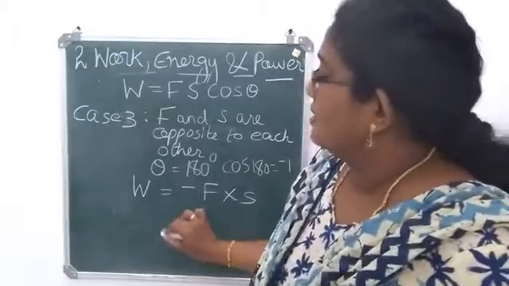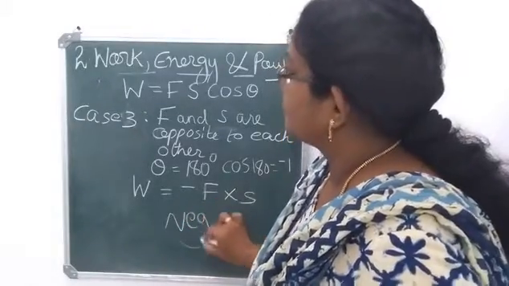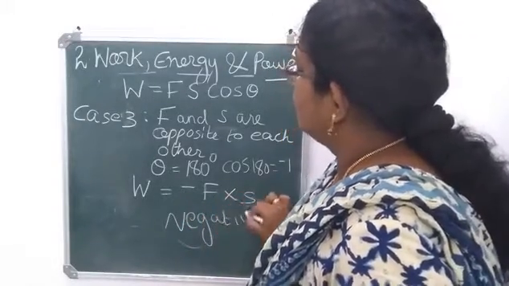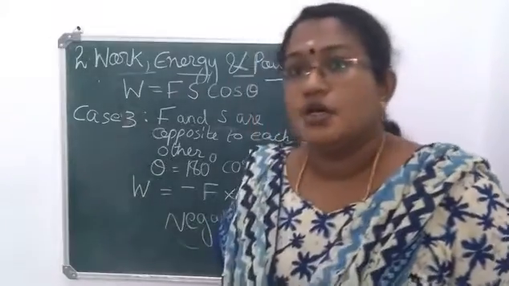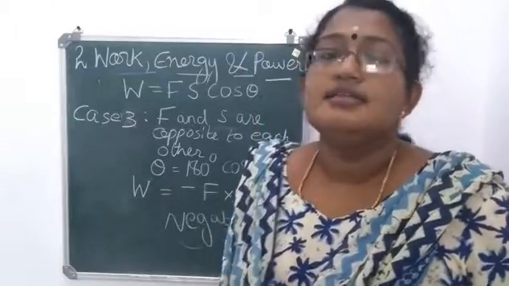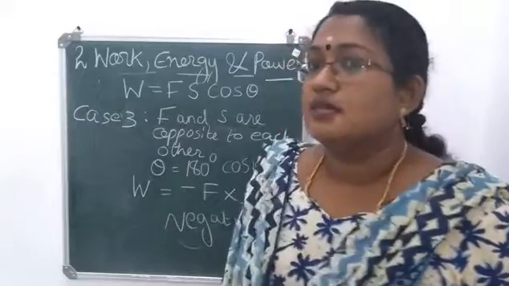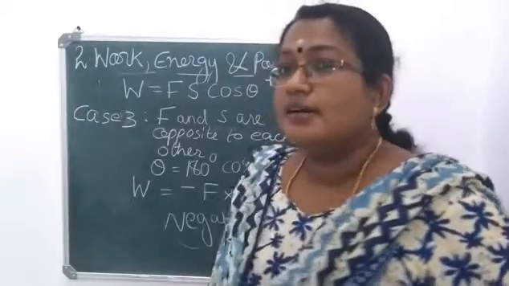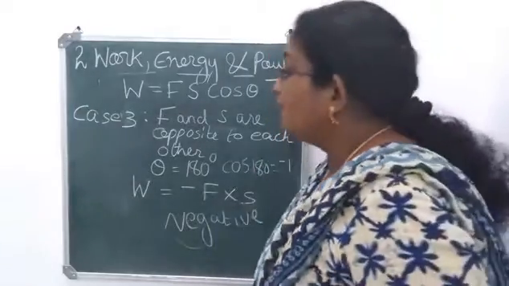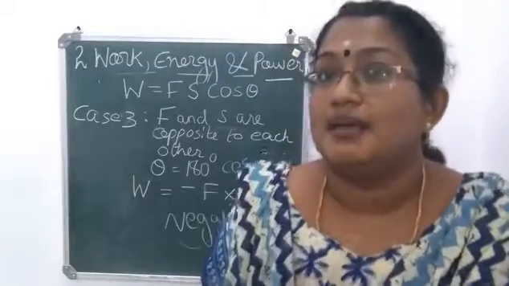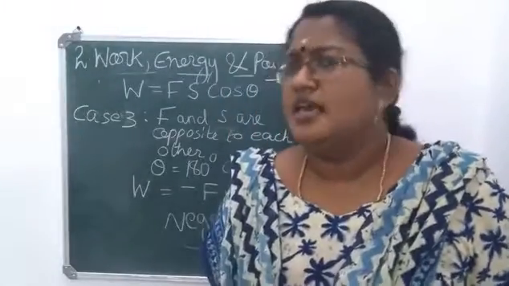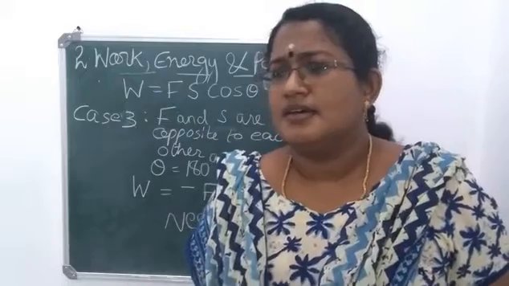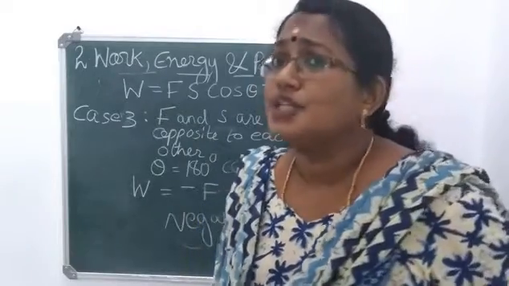So in this case, you can say that work done is negative. Okay, work done is negative. So is it clear? Work done will be negative if force and displacement are opposite to each other. Can you give an example? A simple example is the frictional force.